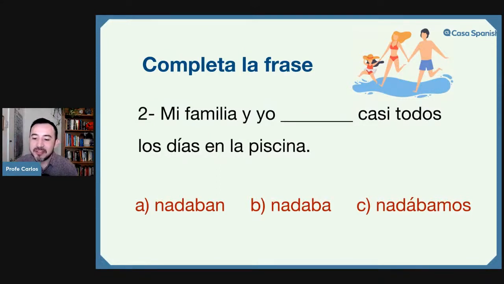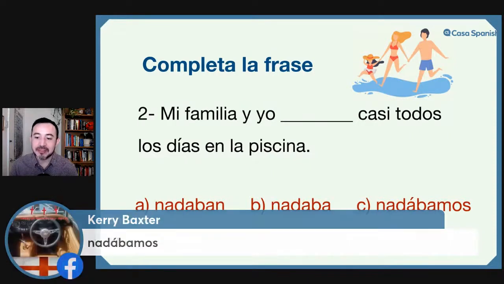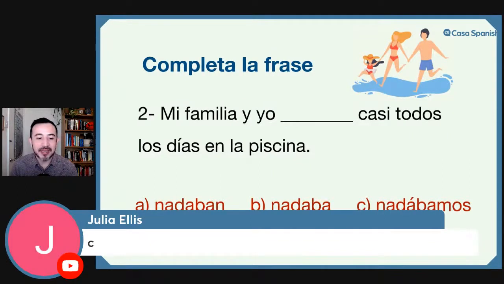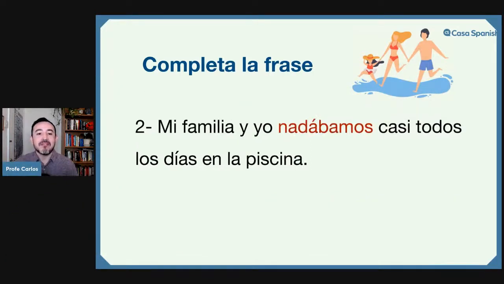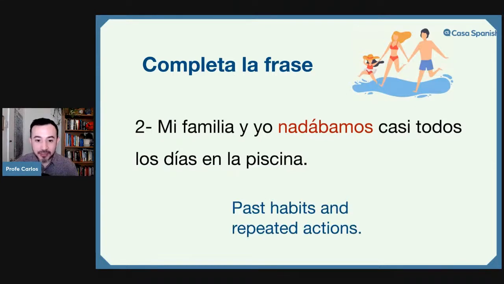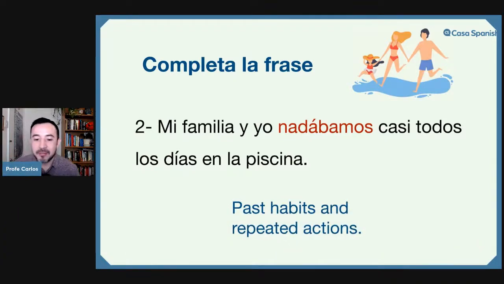Mi familia y yo. Excelente, Lynn. Good morning, Lynn. Good to see you. C. Karen, nadábamos. Carrie, nadábamos. Julia, nadábamos. Muy bien, chicos. Mi familia y yo nadábamos casi todos los días en la piscina. And this is definitely a past habit and repeated actions. Good. Muy bien, Hazel. Nadábamos. I love that you guys are using your accents, the stress. That is really important.